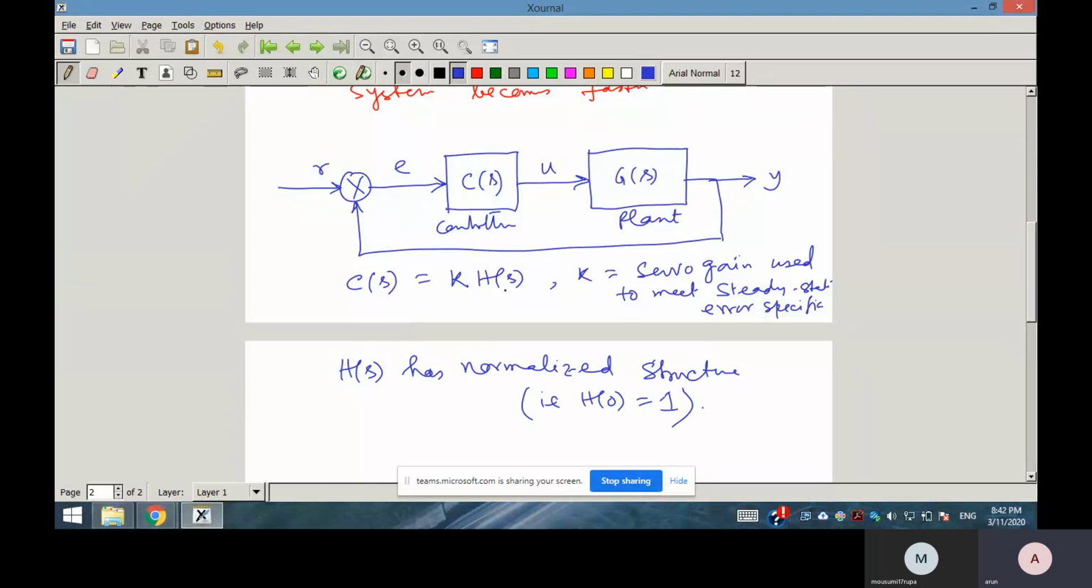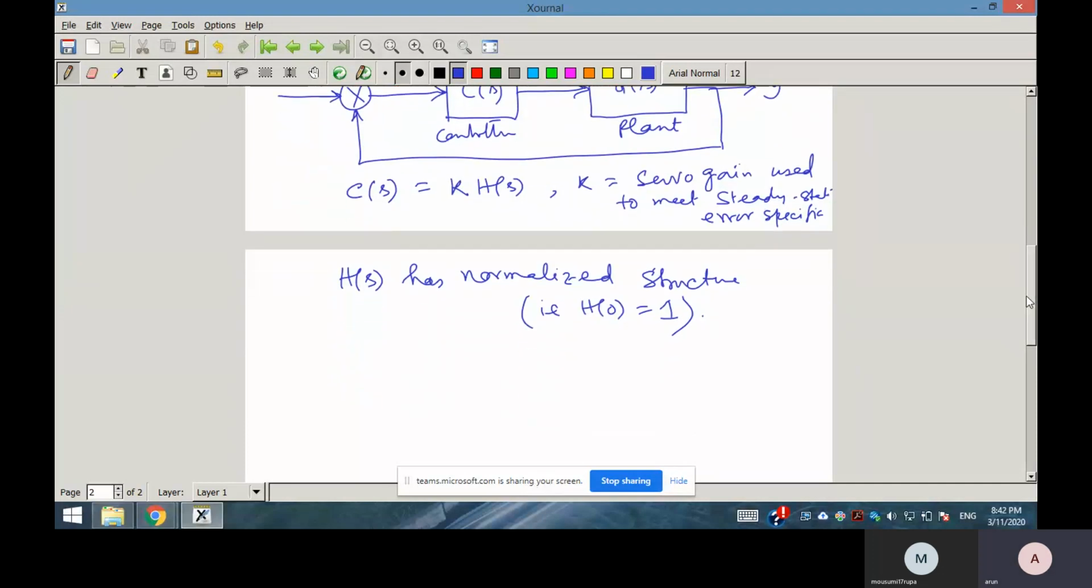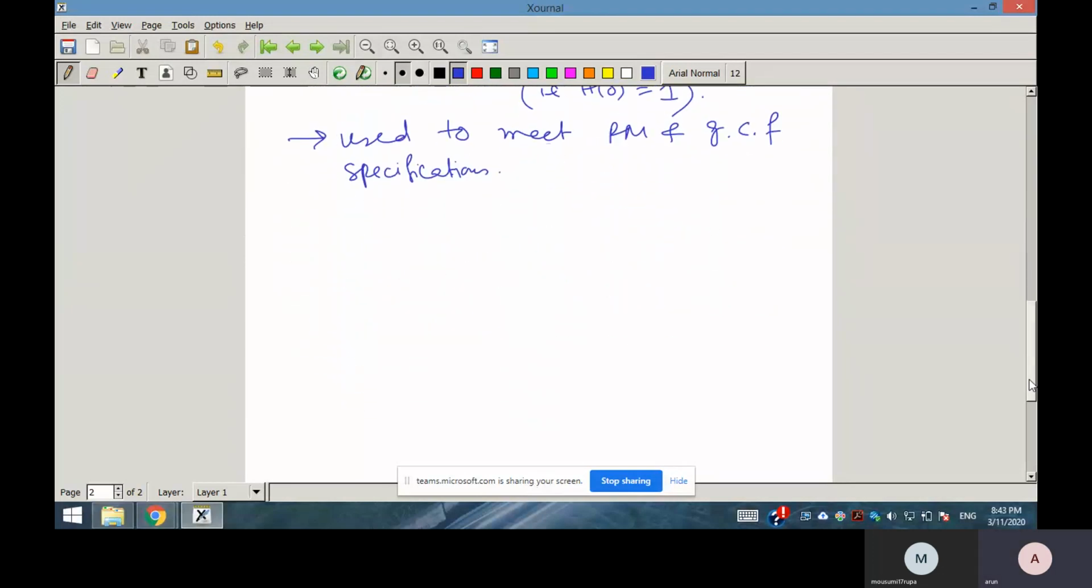Okay, so we will be designing H(s). The overall controller design will have two steps. One is, based on the steady state error specification, we will design K. Design of K and H(s) is decoupled because of this normalized structure. And then we'll be designing H(s) to meet phase margin and gain cross-over frequency specification. So H(s) is a normalized structure, and it is used to meet phase margin and gain cross-over frequency specification. So first we'll consider lead controller.